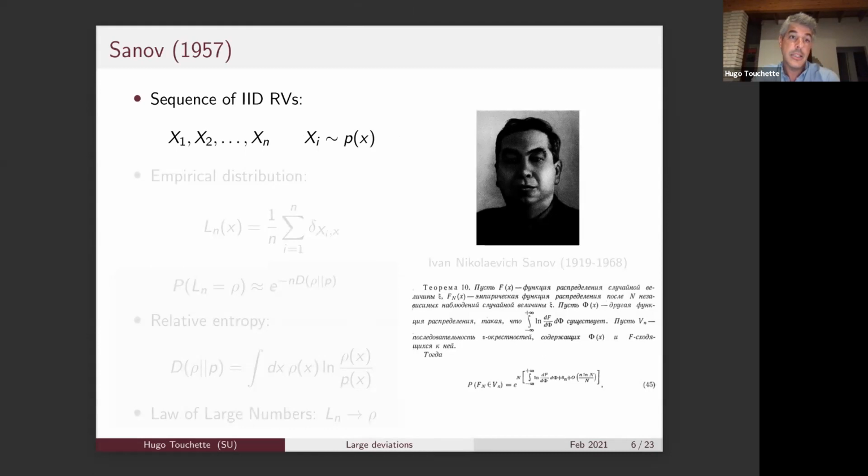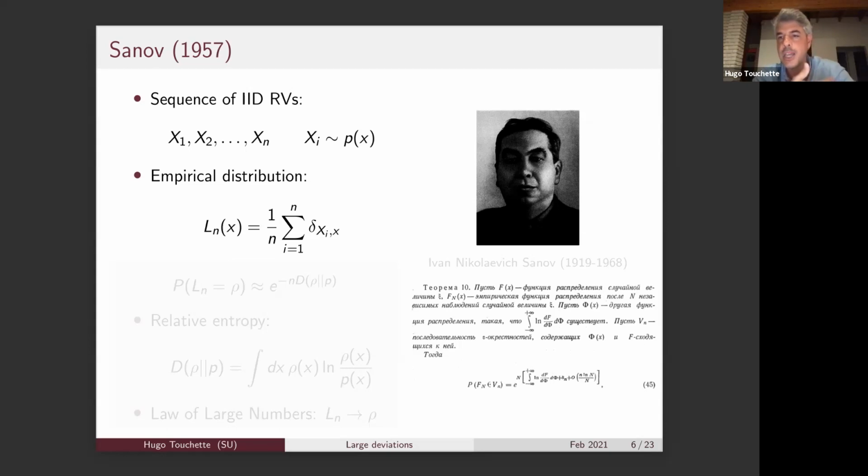And then somebody else came up in 57 with another large deviation theory, a Russian mathematician by the name of Ivan Sanov, who was also interested in sequences of random variables. But instead of looking at the sample mean, a sum of random variables, what Sanov looked at is you take a sequence of independent random variables and now you count the number of symbols that you see.